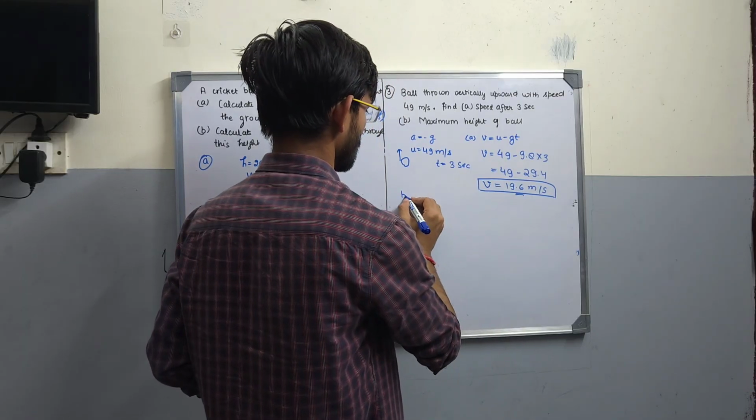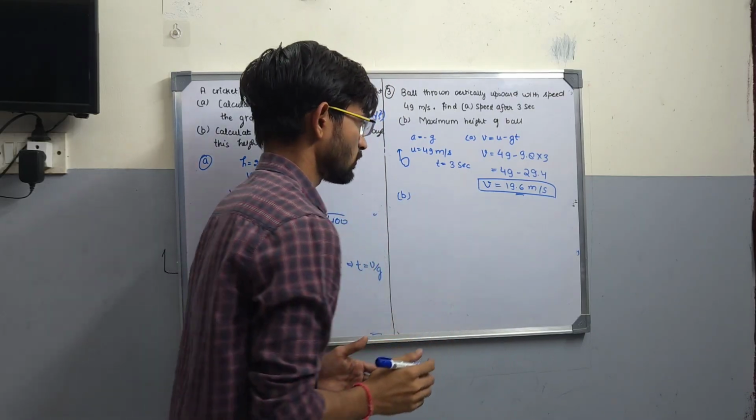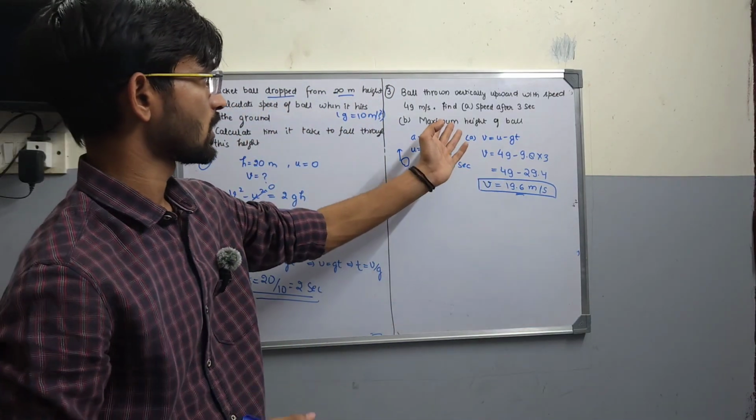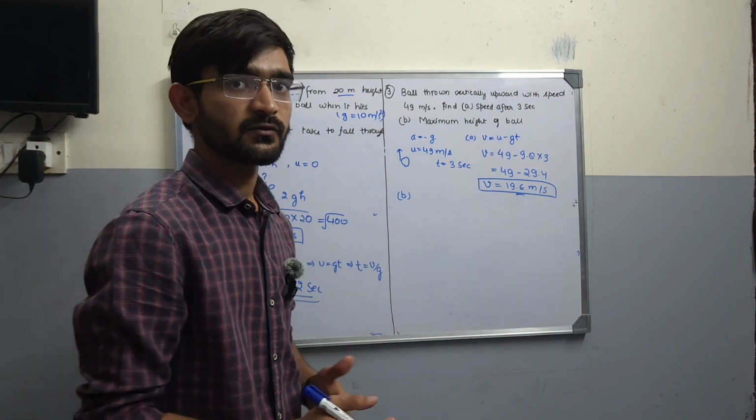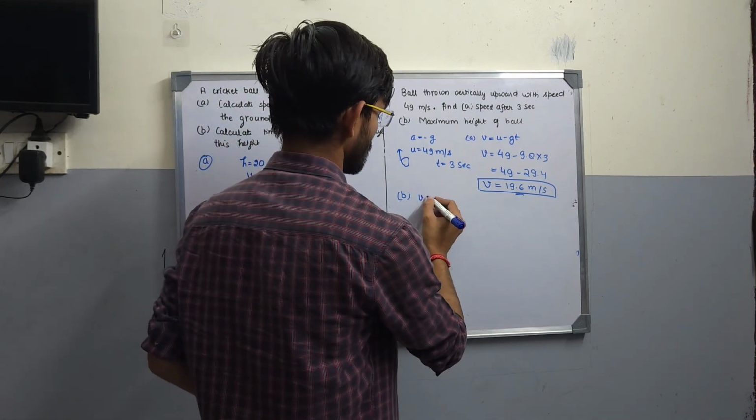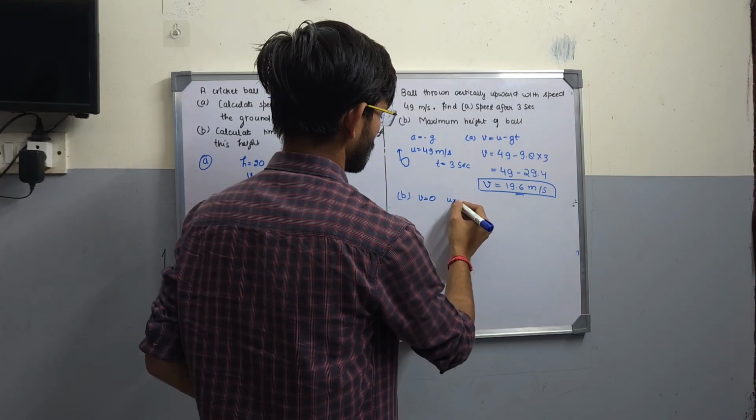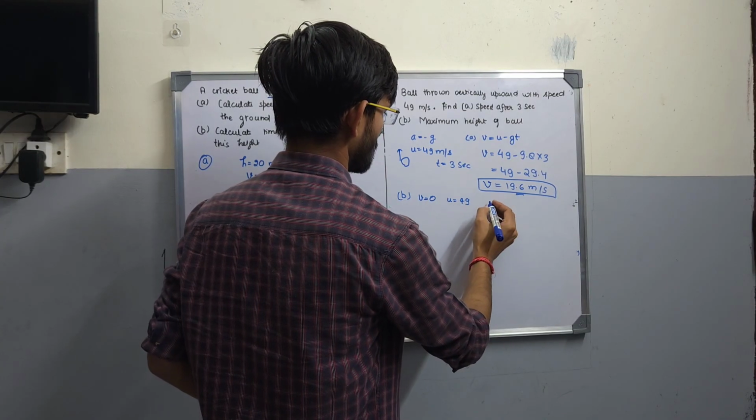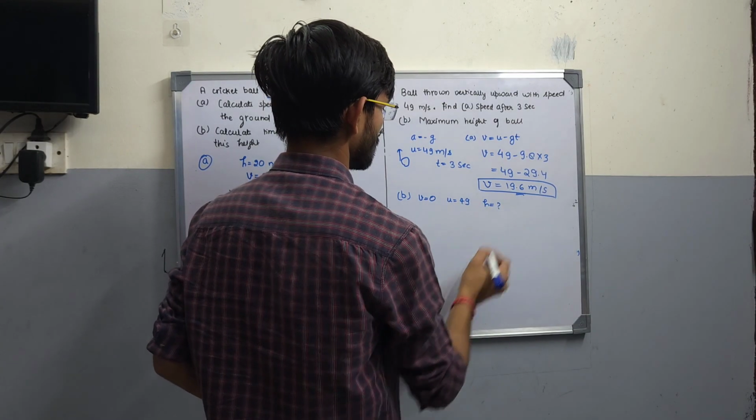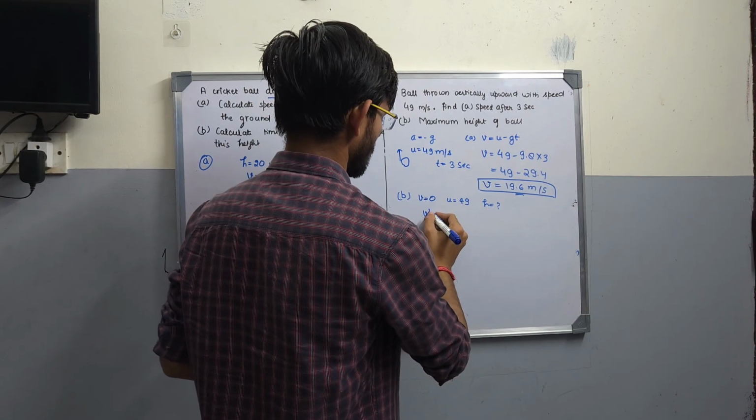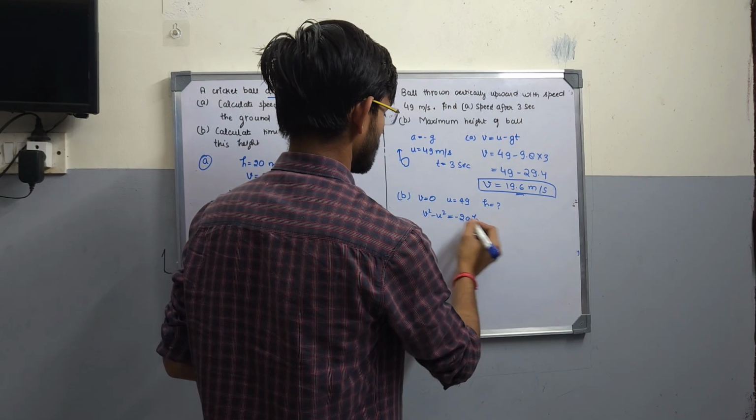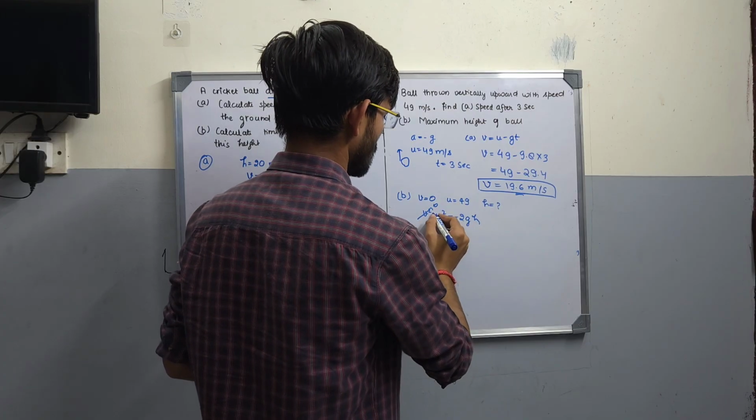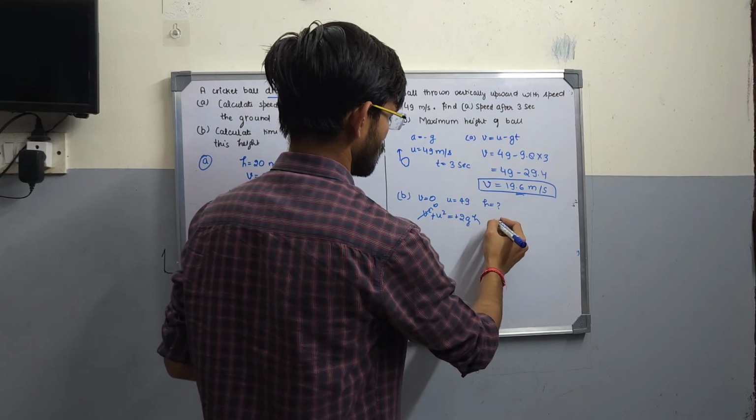In part B, you have to calculate the maximum height of the ball. I just told you that when you throw something upward, at maximum height its final velocity will be 0. v equals 0. u is 49. We have to find height. I can use the third equation of motion, v square minus u square equals minus 2gh. This will be 0 at maximum height. Minus and minus cancel out.